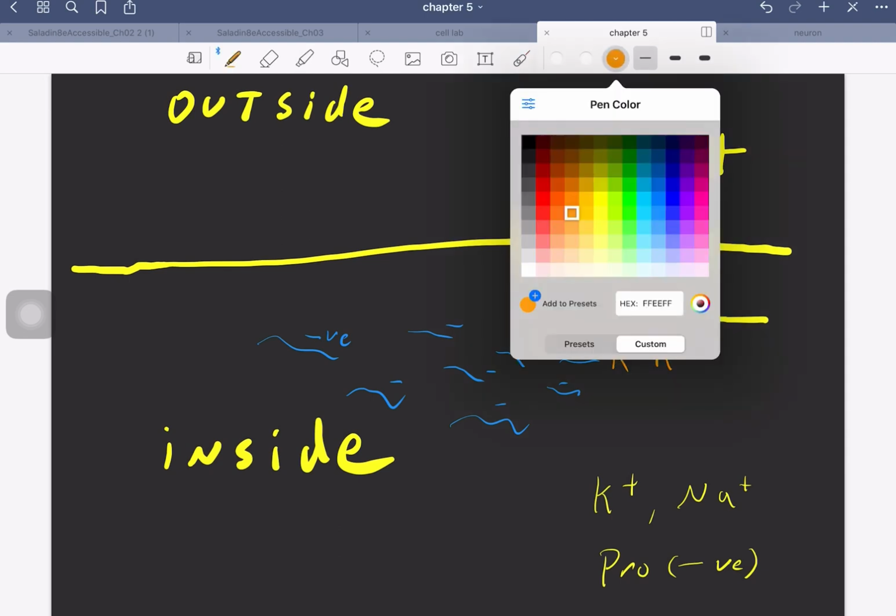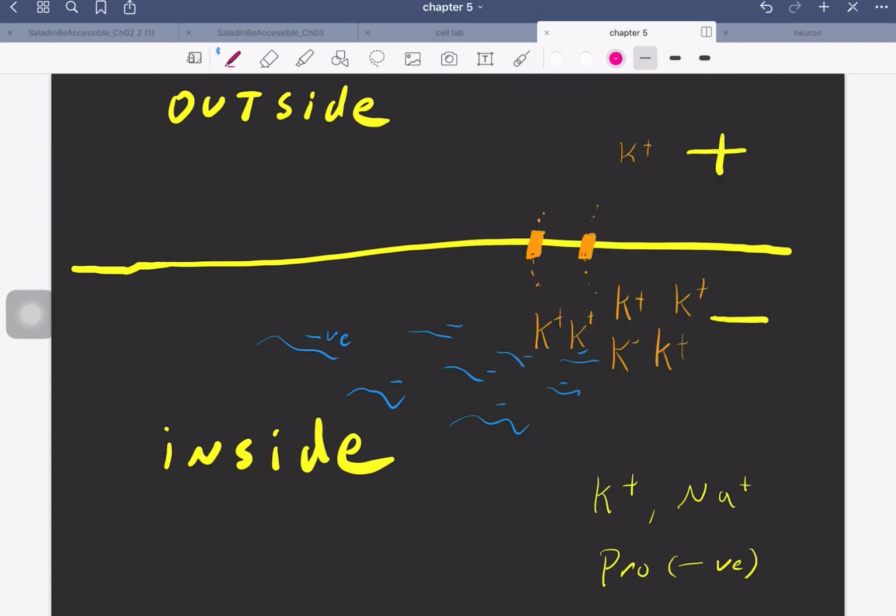Just change the color for sodium. There are also sodium gates, or channels, I should say. And sodium is much more concentrated on the outside versus the inside.